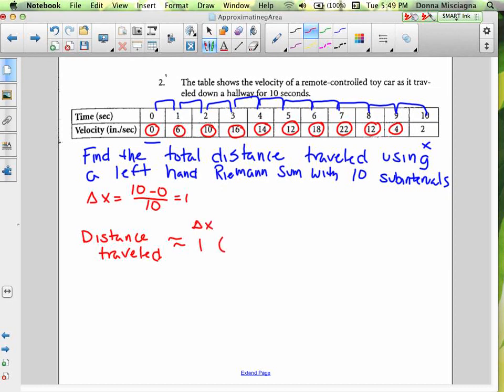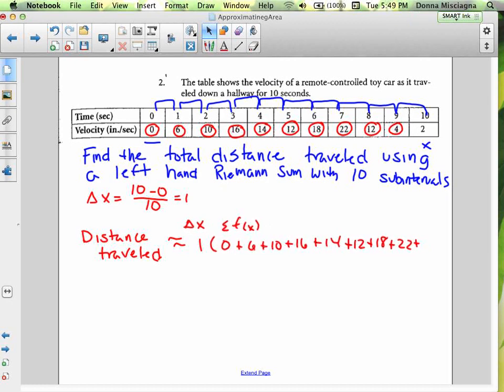And then we're going to multiply that by, we're summing up all of those heights, right? So we have 0 plus 6 plus 10 plus 16 plus 14 plus 12 plus 18 plus 22. Oh, can I fit it in? I made this just a little further away, I think, this time. Plus 12 plus 4. There we go.